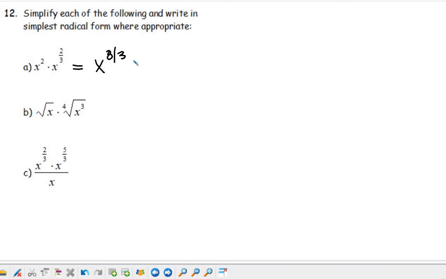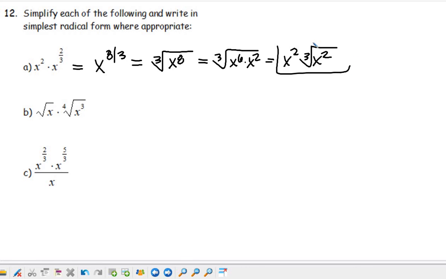And if I want to write this in simplest radical form, remember the bottom is the root, the top is the power. So in order to simplify this, I need to find the maximum number that 3 will go into that's less than 8, which would be 6. So 6 plus 2 is still 8, still equivalent. The cube root of x to the 6th is x squared times the cube root of x squared.